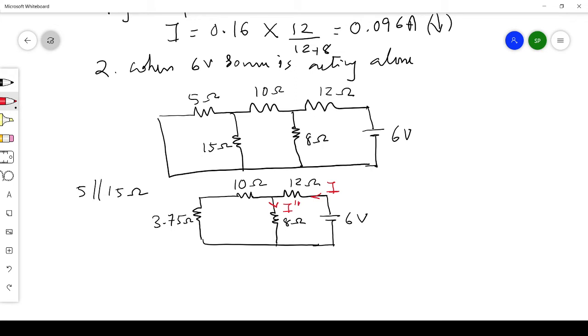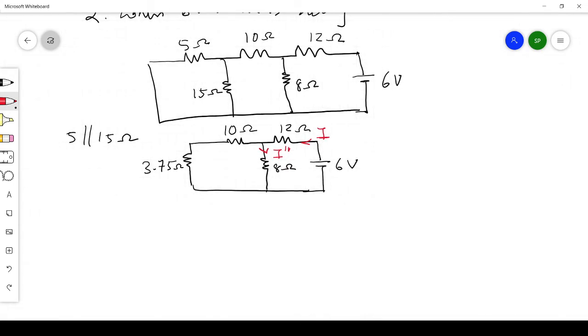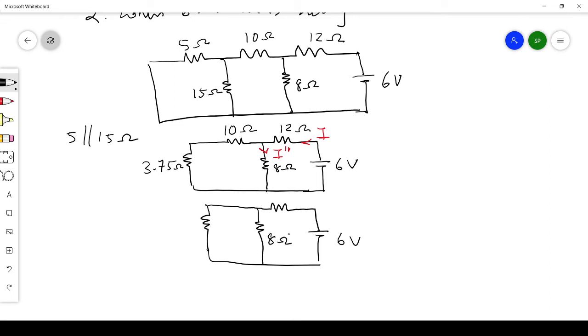Okay, now we can find this one. You know, this 3.75 and this 10 ohm are in series, so I can redraw the diagram. So it becomes, this one is 12 and this is 6. Okay, this is 6 volt, and here I have 8 ohm. Okay, and this is 12 ohm, and this one is 10 plus 3.75, that is 13.75 ohms. Okay, and now the current through this 8 ohm, I have marked it as I double dash.